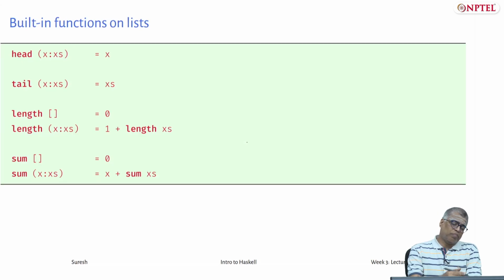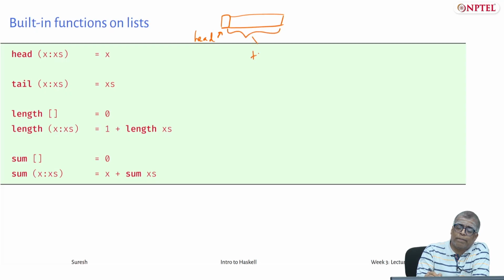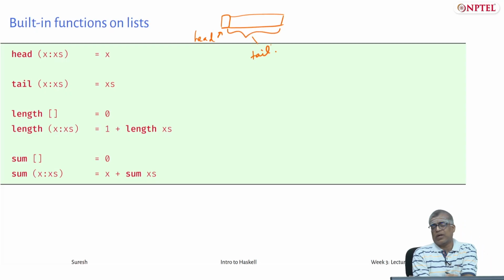Here are a bunch of built-in functions on lists. Head on x colon xs will give you x. So, if your list is this, head will extract this part and tail will extract this whole part. Yeah, tail of x colon xs will give you xs.